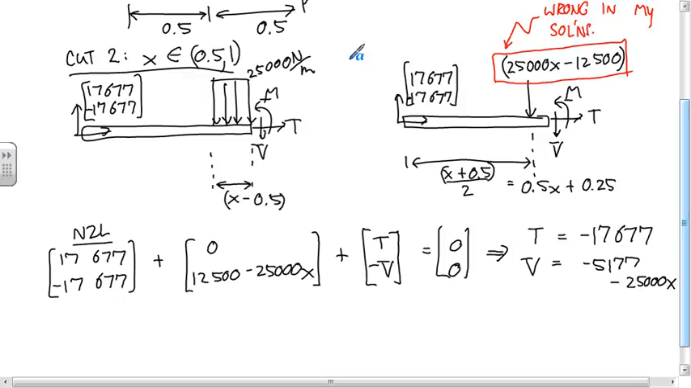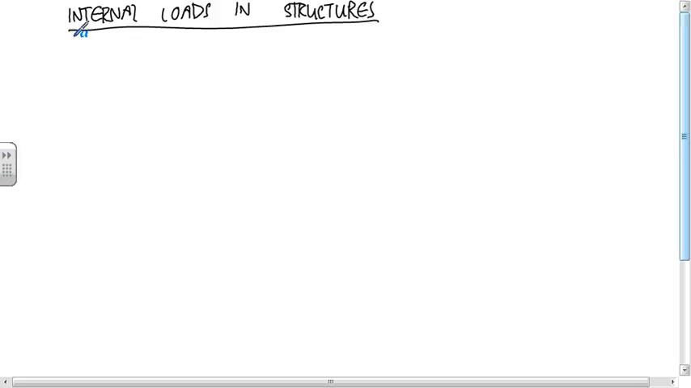All right, so today we're going on to how to calculate internal loads and structures. And here's what's different. So internal loads and structures. So here's what changes.